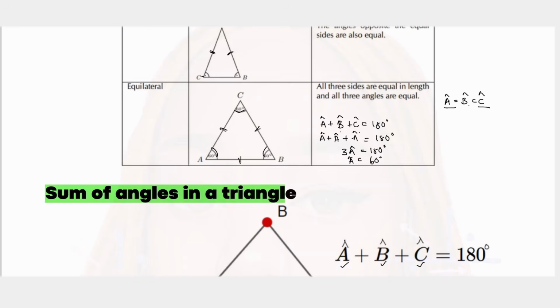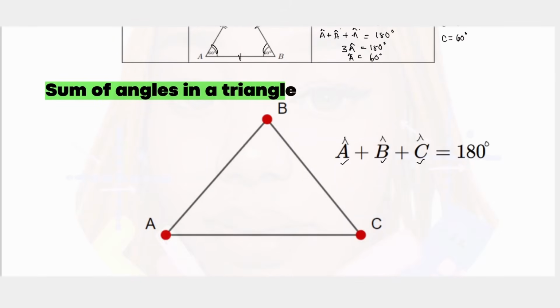Divide both sides by 3, therefore angle A is going to be equal to what? To 60 degrees. But the nice thing is that if A is equal to 60, that means that B is equal to 60 degrees, because angle A and B are equal to each other. And therefore C is equal to 60 degrees, because angle A and angle C are equal to each other, and also angle B is equal to angle C. So that's how we got angle A, B, and C equal to 60 degrees: because of the sum of angles in a triangle, and because angle A, B, and C are all equal to each other. I hope that made sense.